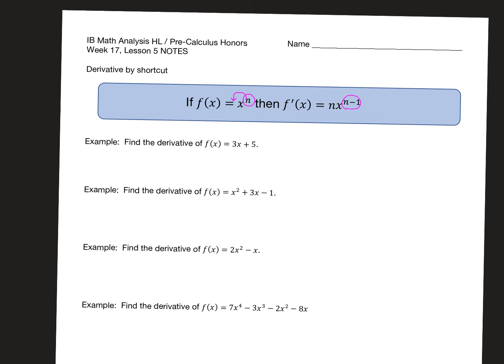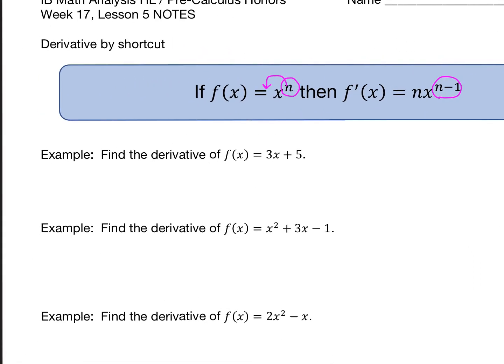Okay, so let me see if I can get this to blow up a little bit more. All right, so we're doing this first example. This exponent right here is a 1. So I'm going to take 1, I'm going to multiply it by 3, which gives me 3. I'm going to write down my x, and I'm going to reduce it by 1, which would be 0.